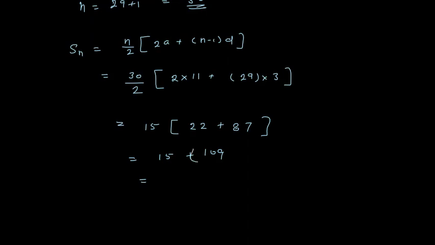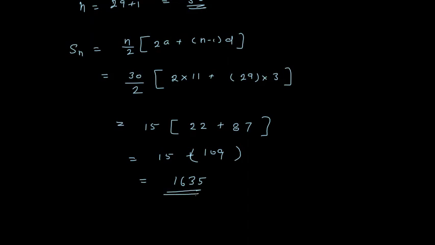This is 15 into, so 15 9s are 135. I will write 5, 13 carry, 15 into 0, 0. So I will have 3 here, 15 into 1 is 15, 1635.